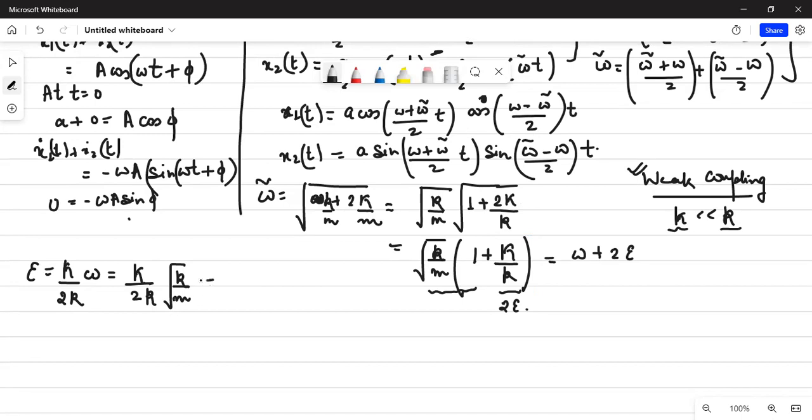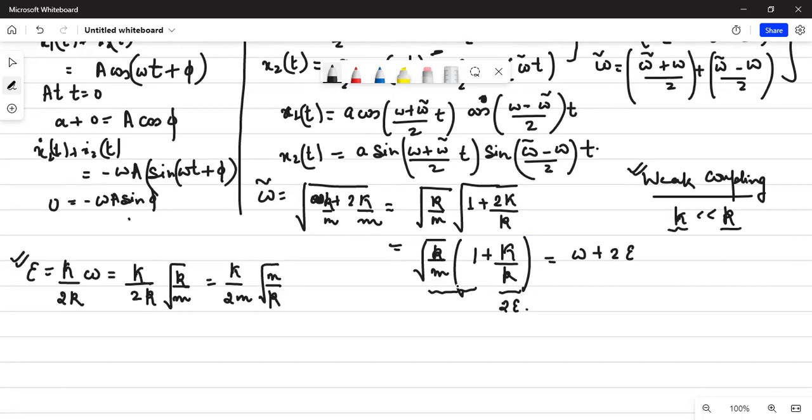Okay, and if you multiply with root m both of the sides, this will give you kappa upon 2m, and then there would be some term like... Is that clear? So this is your epsilon, nothing else.